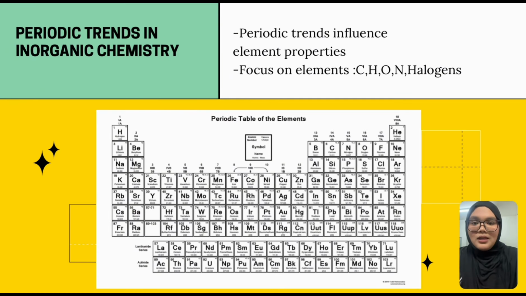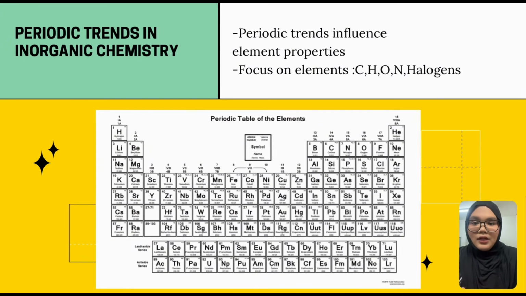In this presentation, we will discuss how periodic trends influence the properties of elements. The discussion will focus on key elements such as hydrogen, carbon, nitrogen, oxygen, and the halogens, which are commonly used to illustrate periodic behavior and reactivity trends in inorganic chemistry.